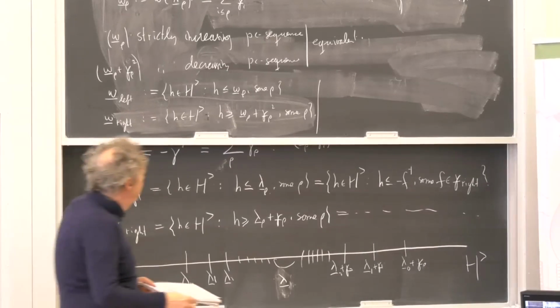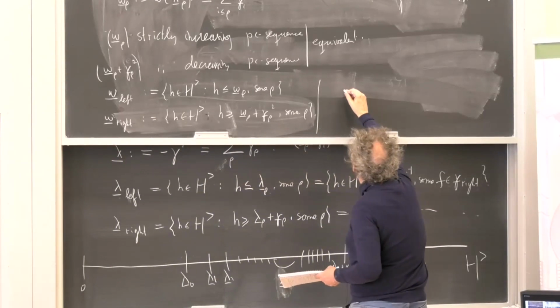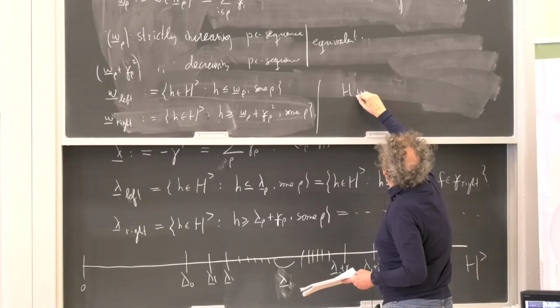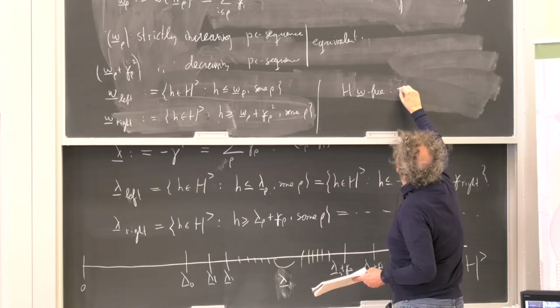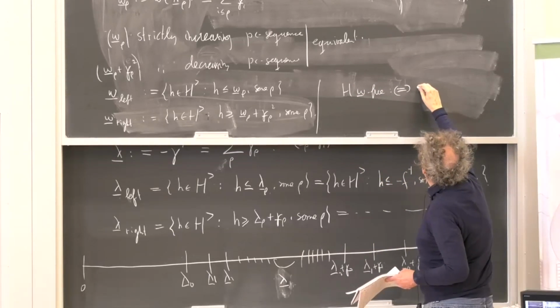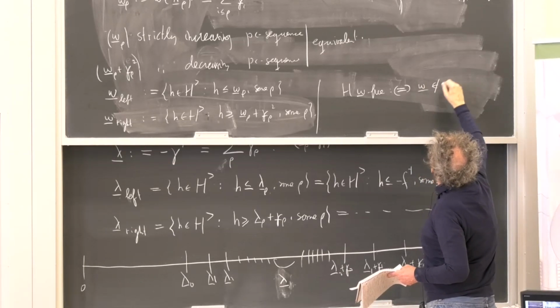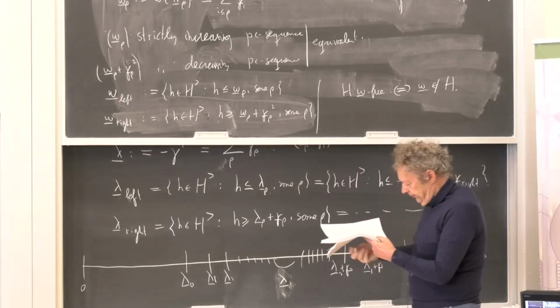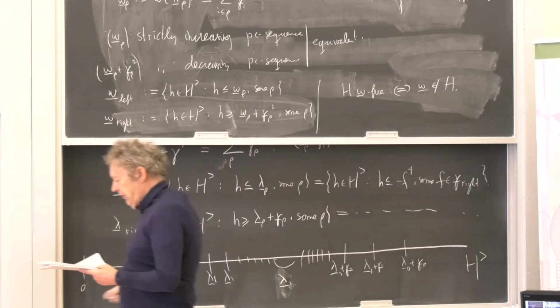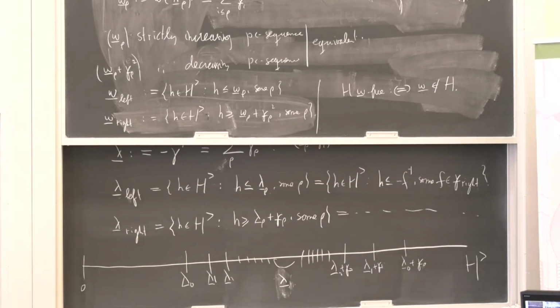And then of course you have the obvious notion of omega free: H is omega free only if this cut is not realized in H. So there's nothing that fits that is bigger than all the omega rho's and less than all the omega rho plus gamma rho squares.